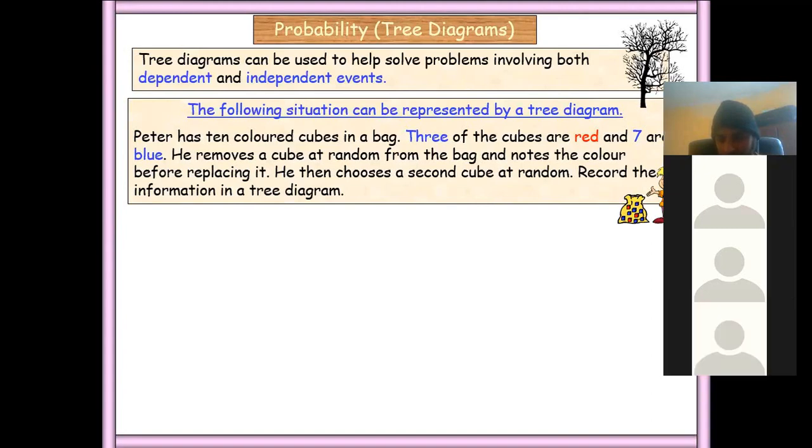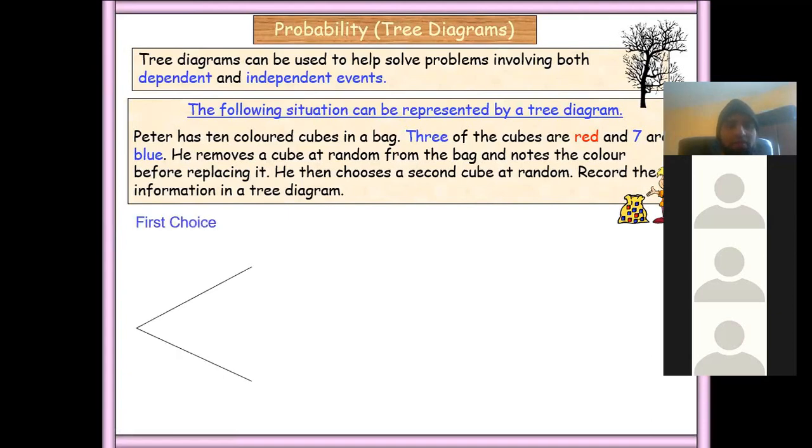I'm done. Done? Excellent. So let's look at it. Now, let's look at some of the language here and remember what this is talking about. Tree diagrams can be used to help solve problems involving both dependent and independent events. If one thing depends on another thing, then you can use a tree diagram for that. If two things don't depend on each other, we can use a tree diagram for that as well. We're going to look at more detail in that later, and we spoke about it last week too.